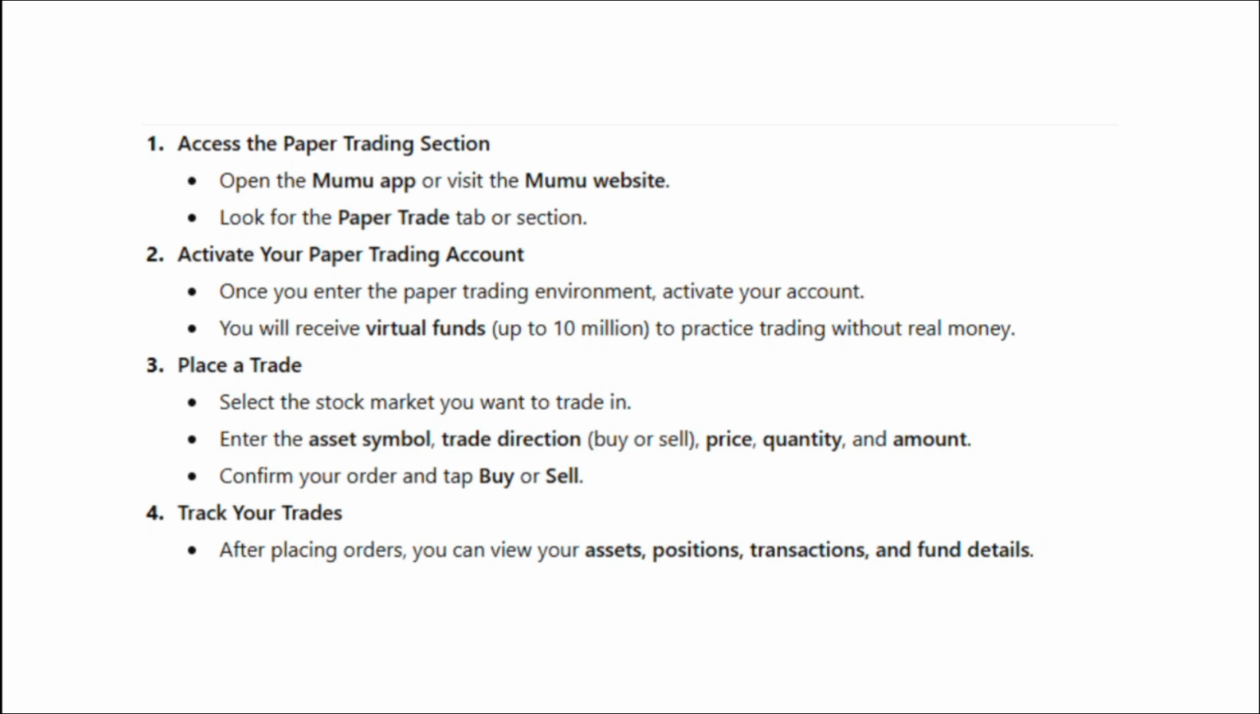Once you enter the paper trading environment and activate your account, you will receive virtual funds of up to 10 million to practice trading without real money.